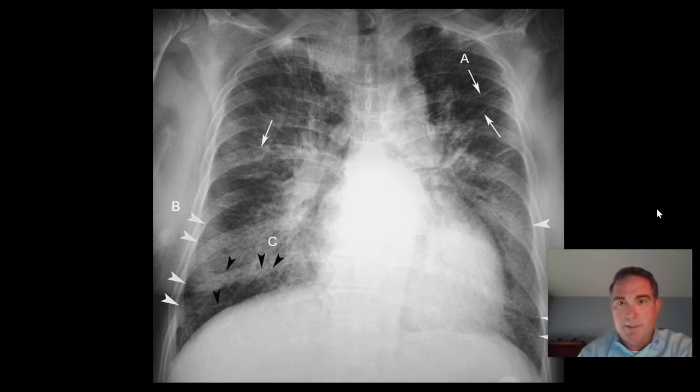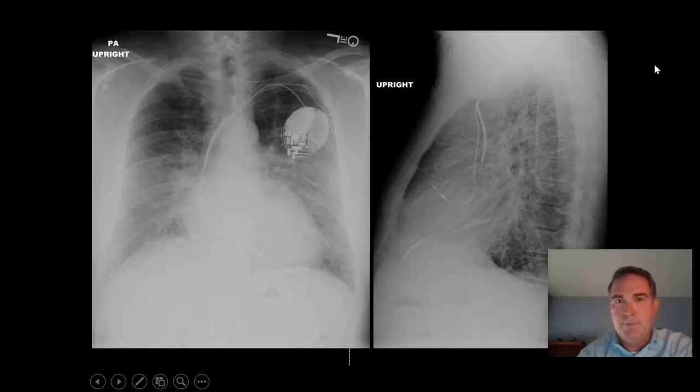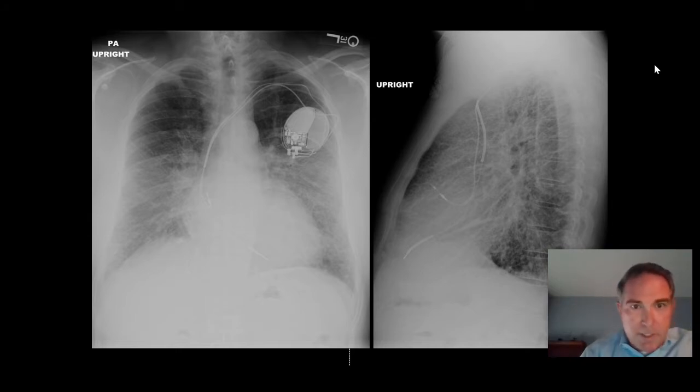Again, some more Kerley B's, C's, and A's. Good. It's another example of curly lines.